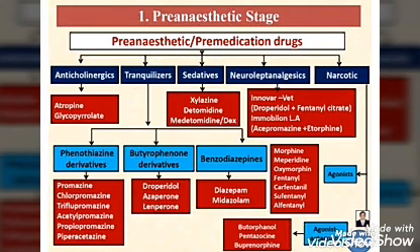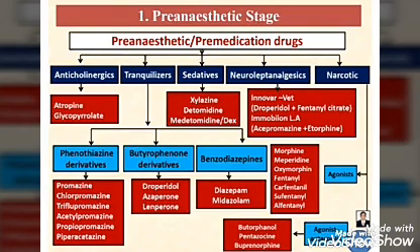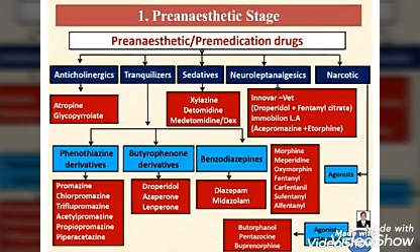And benzodiazepines, the benzodiazepine group, are diazepam and midazolam. These are the most commonly used drugs in canines and are easily available in the Indian markets. And opioids: there is a long list of opioids, but mainly butorphanol, pentazocine and buprenorphine. These are a group of narcotic drugs. So out of this long list of pre-anesthetic drugs, these 10 drugs are most commonly used in our veterinary practice.